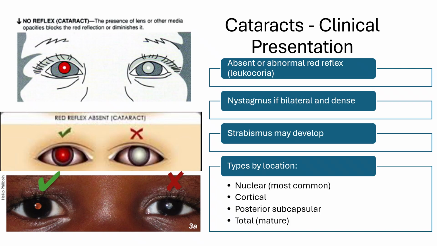Location matters significantly for prognosis. Nuclear cataracts, the most common type, affect the central lens and typically cause more visual impairment than peripheral opacities. Cortical cataracts involve the lens periphery and may allow some functional vision if the visual axis remains clear. Posterior subcapsular cataracts sit right in the visual axis and significantly impact vision despite their often small size. Total or mature cataracts completely opacify the lens, leaving no doubt about the need for urgent surgical intervention.